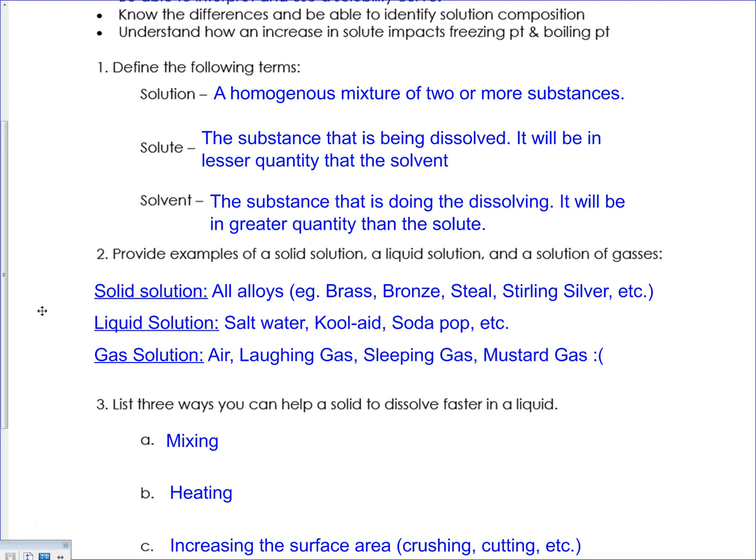And so I've given you a variety of examples there. Maybe try and familiarize yourself with these examples. You don't have to memorize them, but just knowing what's a gas solution, what's a liquid solution, things like that might come up on an exam. So make sure that you're familiar with that concept.